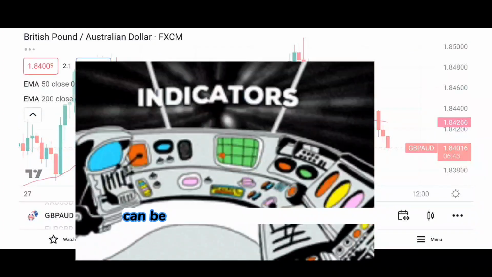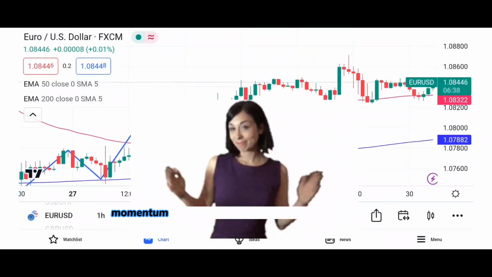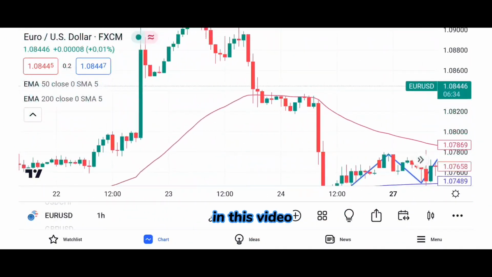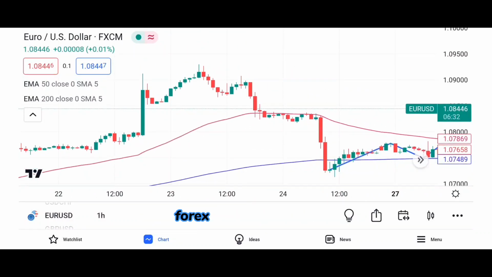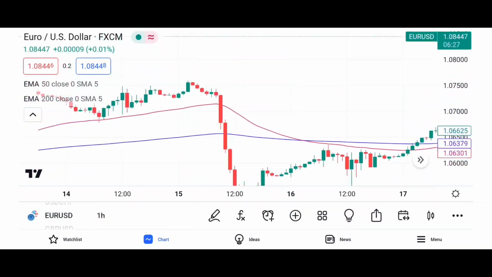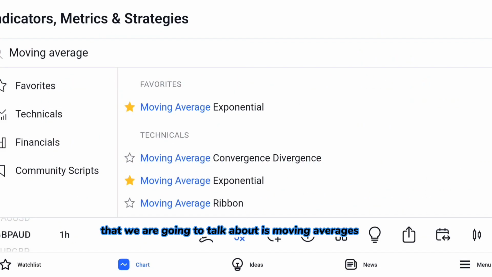Technical indicators can be a powerful tool for Forex traders, helping to identify trends, momentum, and potential entry and exit points. In this video, we will introduce you to the top 5 Forex trading indicators that you can use to improve your trading strategies. First indicator that we are going to talk about is moving averages.